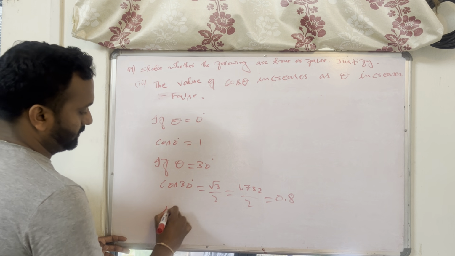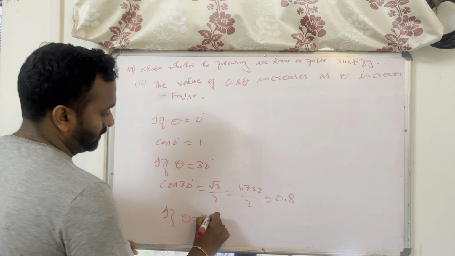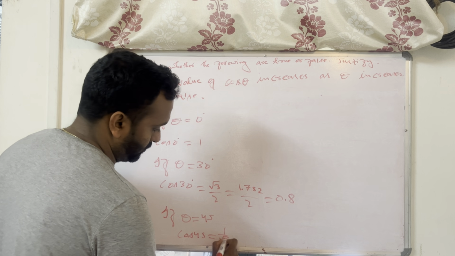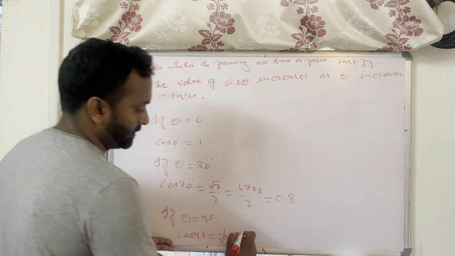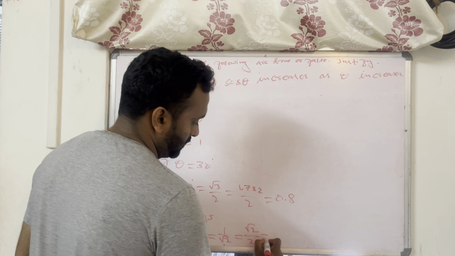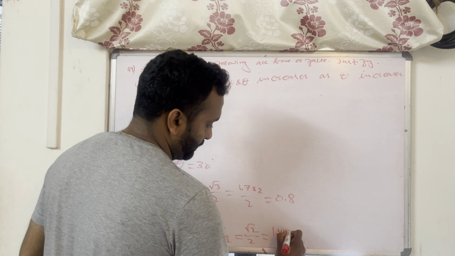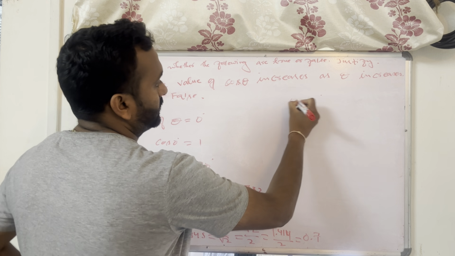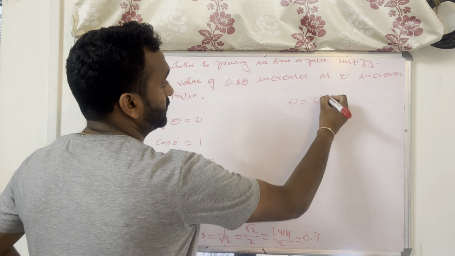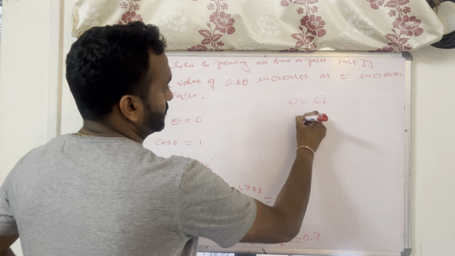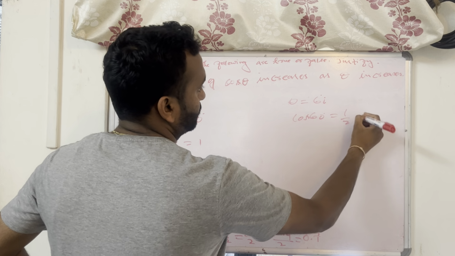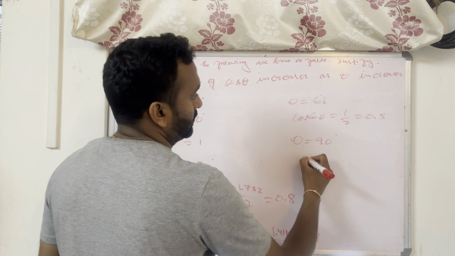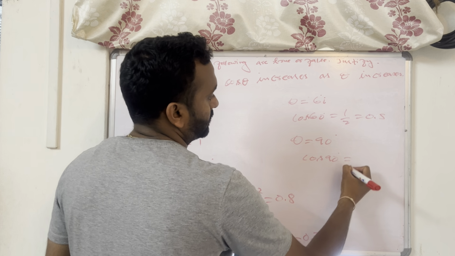And if theta is 45 degrees, cos 45 degrees will be how much? 1 by root 2. If we rationalize it, it will be root 2 divided by 2. So it will be 1.414 divided by 2, which will give you 0.7. Then if we take theta as 60 degrees, cos 60 degrees is half, which is 0.5. And if we take theta as 90 degrees, cos 90 degrees is 0.